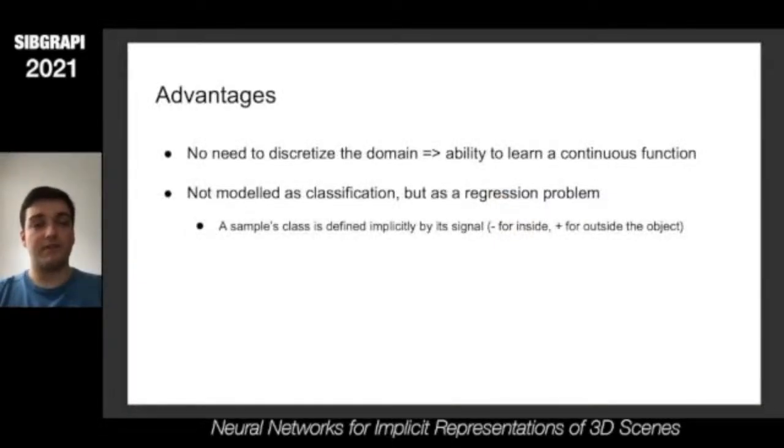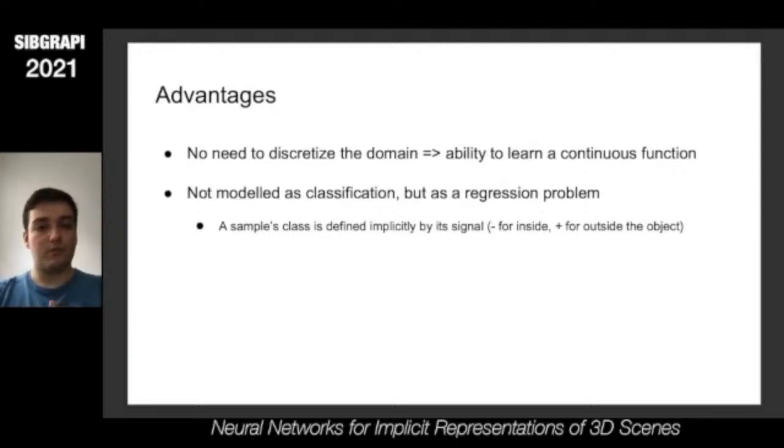There are a series of advantages when employing this kind of method. One of them is that there is no need to discretize a domain. We are able to learn a continuous function over the whole domain, compared to other techniques where we need to voxelize the domain one way or another, or we learn the representation directly from the mesh itself. Another advantage is that this is not modeled as a classification problem, but as a regression one.